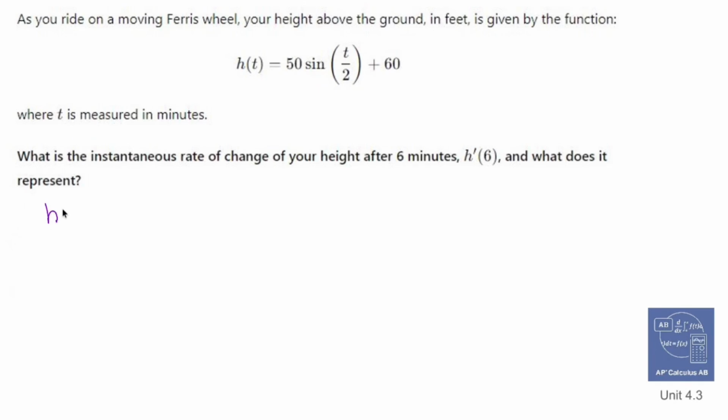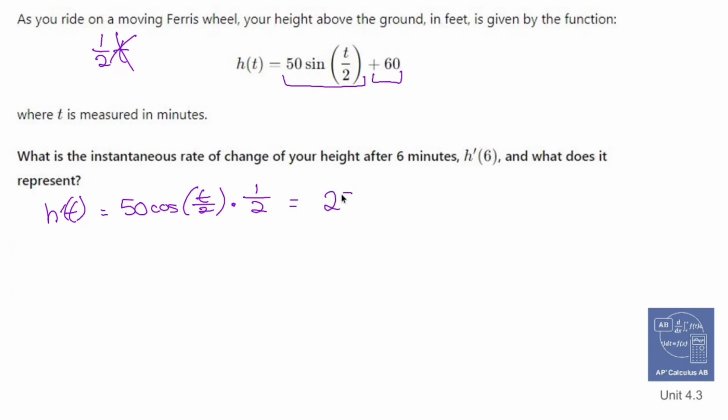Well, I need to take the derivative of h of t and see what that means here. This is going to be chain rule. 50 stays there. Take the derivative of the outside, which is sine, and you get cosine. Keep the inside, t over 2. Now I'm going to pretend that t over 2 is the same thing as half of t, so that when I take the derivative of the inside, the t goes away, and I multiply everything by 1/2. The derivative of plus 60 is nothing. So h prime of t is 50 times 1/2, which is 25, cos of t over 2.